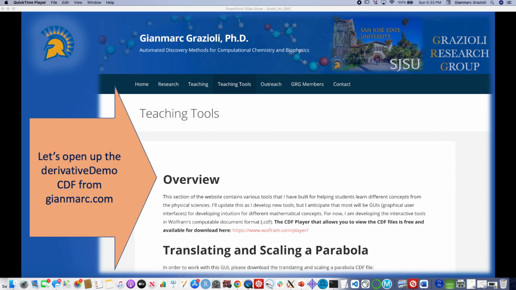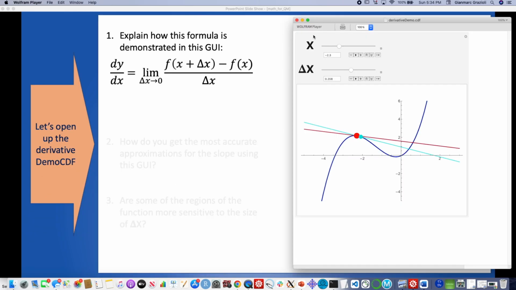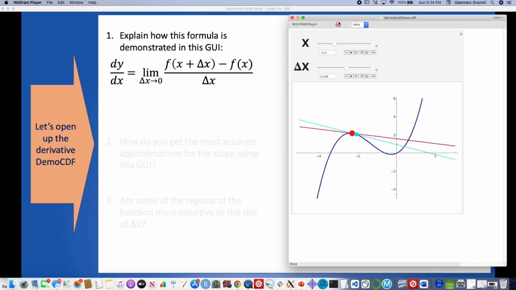All right, so up next, I'd like you to take a look at the derivative demo teaching tool from the same website. That's jeanmarc.com, and then just go to Teaching Tools. So make sure you've downloaded the derivative video CDF for this next part. All right, so I've got the derivative demo CDF open on the same screen as the slides so that you can see what's going on. This is what you should have, this thing right here.